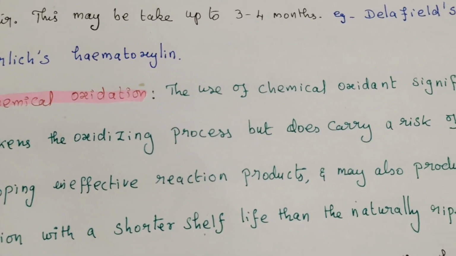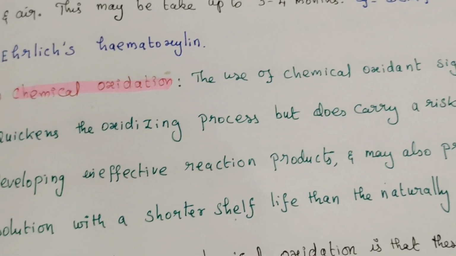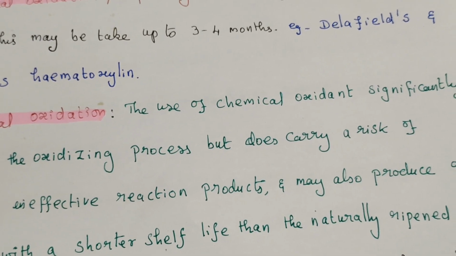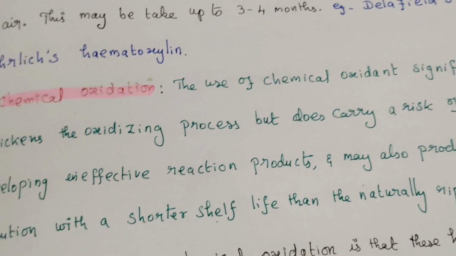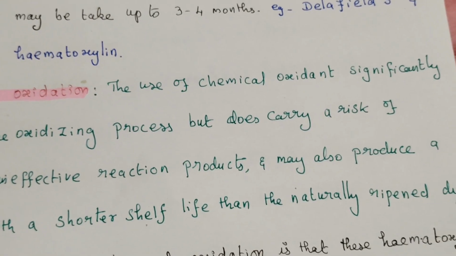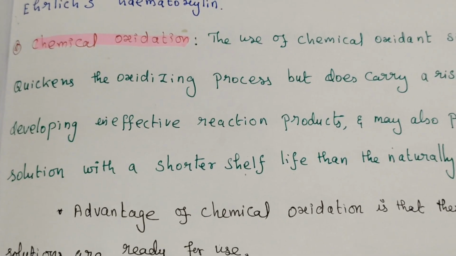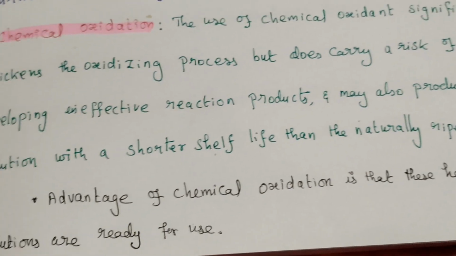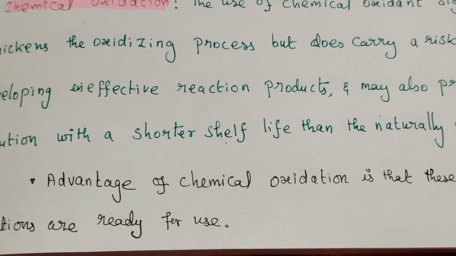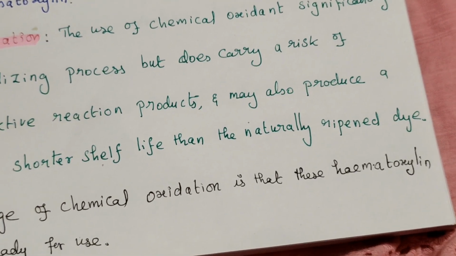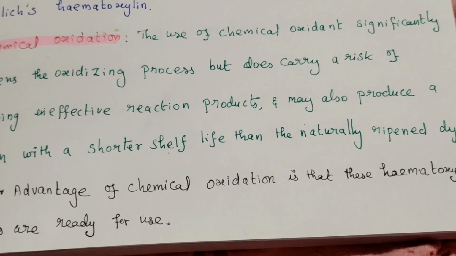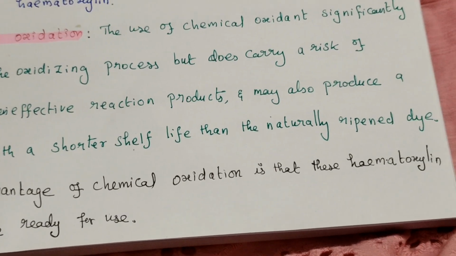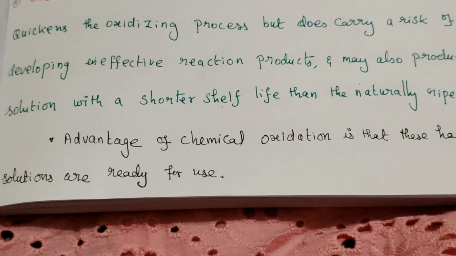The second method is chemical oxidation. Use of a chemical oxidant significantly quickens the oxidizing process, but it carries a risk of developing ineffective reaction products and may also produce a solution with a shorter shelf life than the naturally ripened dye.